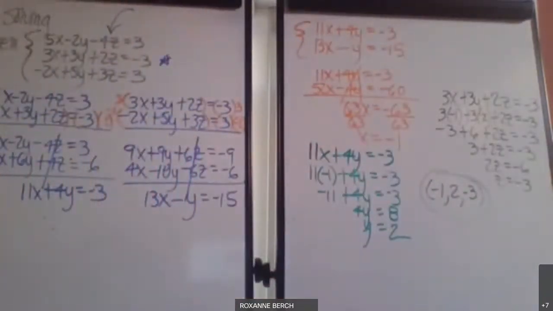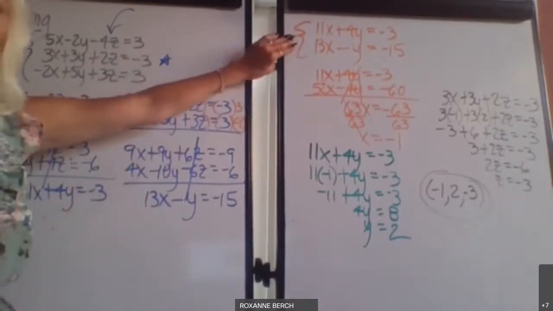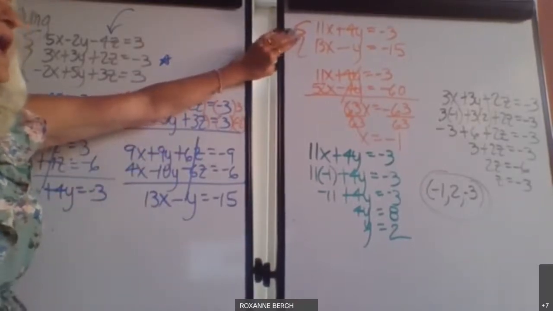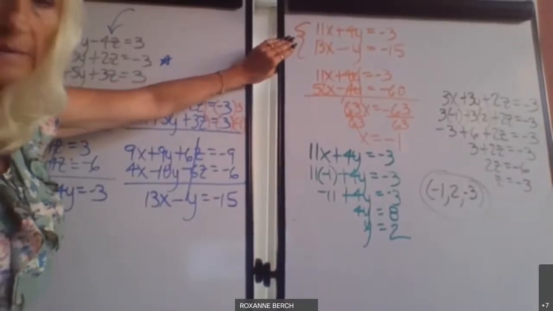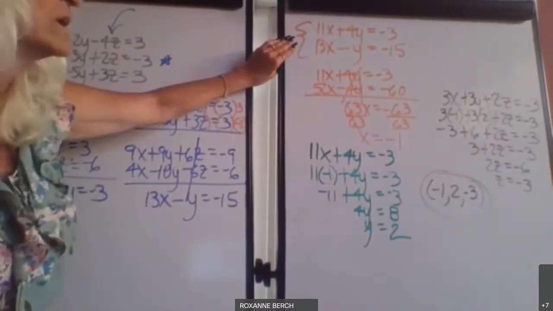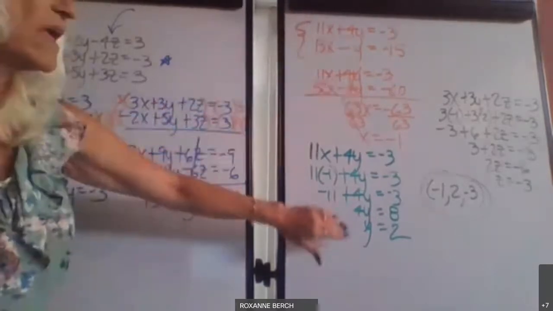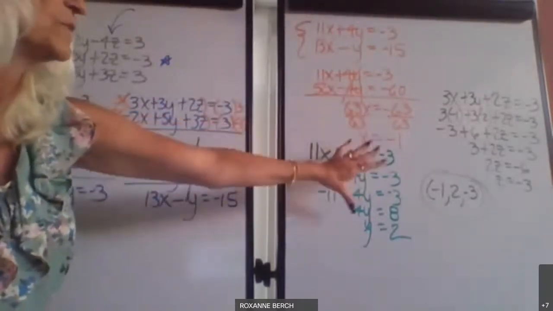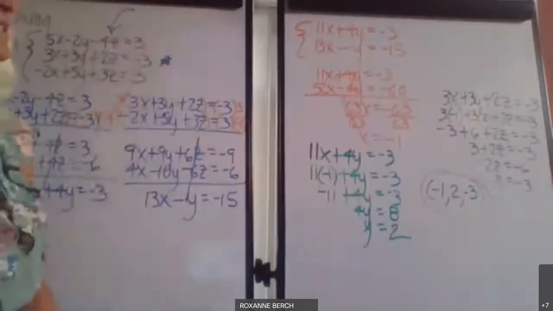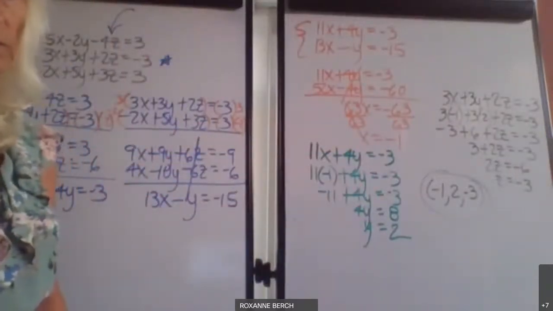But let me reiterate what I said. The first thing, pick any two of these. Doesn't matter which. You're going to eliminate the same variable in both and get a system of equations in two variables. After you do that, you're going to use either substitution or addition to solve the two variables. And when you're done, you're going to substitute those two back into one of the originals to find the ordered triple.